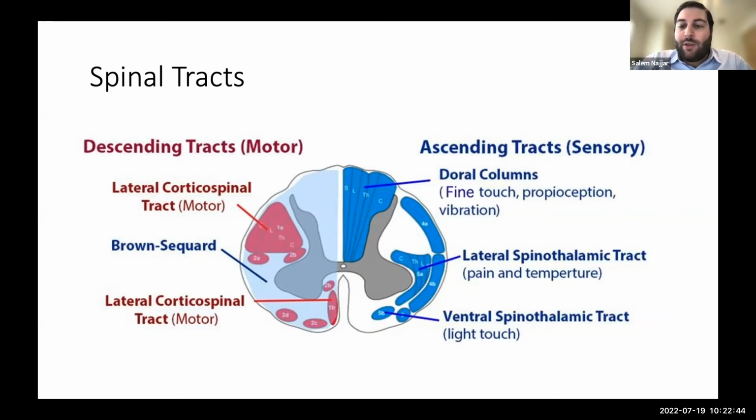You also have the spinothalamic tract. This is involved with pain and temperature sensation. And so you can see that there's sort of a difference here between your ascending tracts and your descending tracts. Your motor tracts are generally descending, your sensory tracts are generally ascending. And that is just the lay of the land with the cross section of the spinal cord.